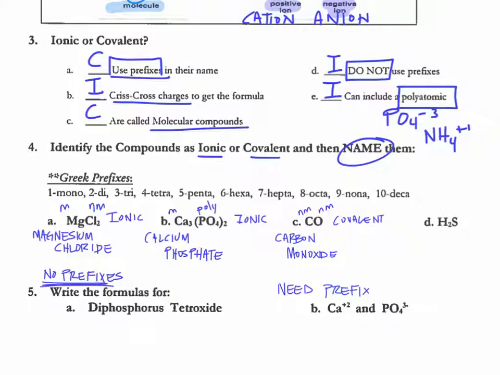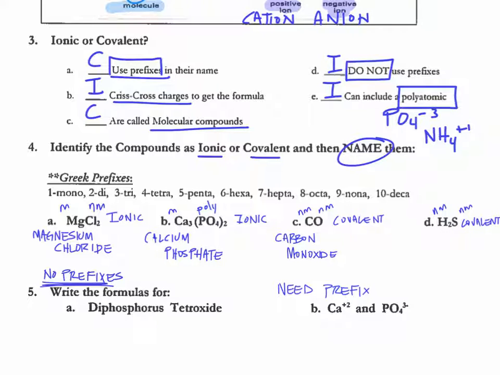And my last one here, H2S. 2 hydrogens, 1 sulfur. Hydrogen is a nonmetal. Sulfur is also a nonmetal, so this is covalent, which means I need prefixes. So my first element is hydrogen. We said the first element never needs a prefix unless it is more than 1. 2 is more than 1.